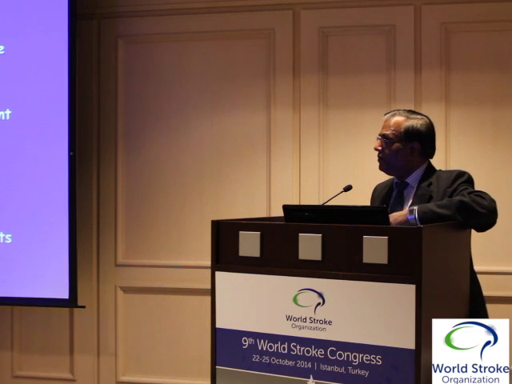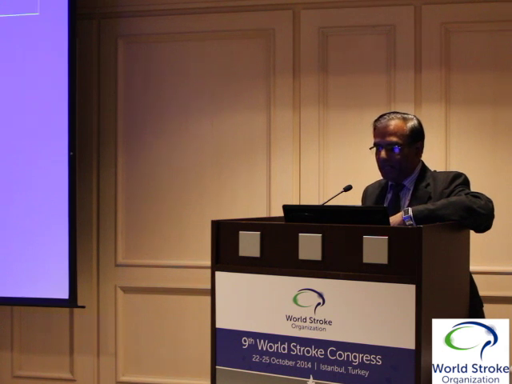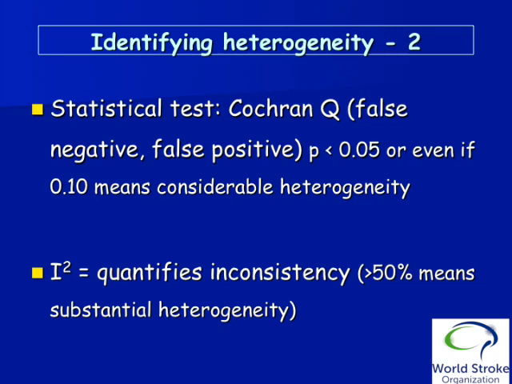How do we assess in a meta-analysis? We look at clinically what kind of population of patients, interventions and outcomes we are checking. We eyeball the results, and this is not less important. Look at the observed effects, which are called point estimates, and look at the confidence intervals, which are the lines on the sides of the point estimate. And of course, there is a statistical method, and there are 2 statistical methods.